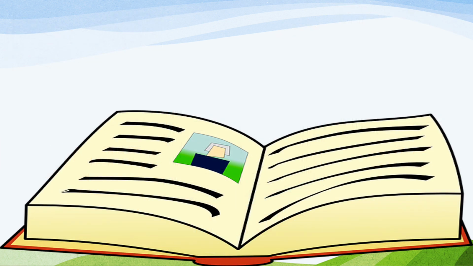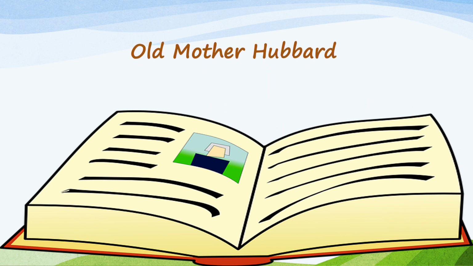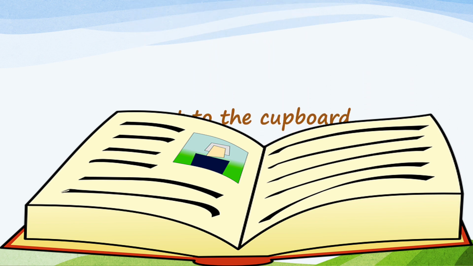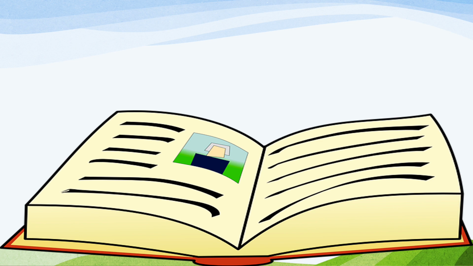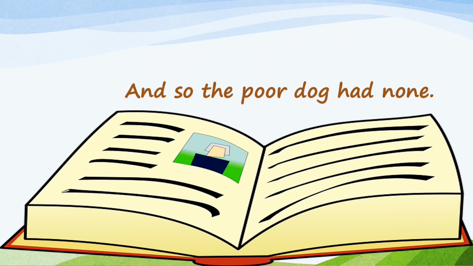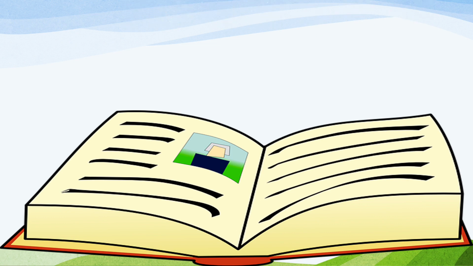Let's look at the nursery rhyme, Old Mother Hubbard. Listen as I read it to you. Old Mother Hubbard went to the cupboard to get her poor dog a bone. But when she got there, the cupboard was bare, and so the poor dog had none.